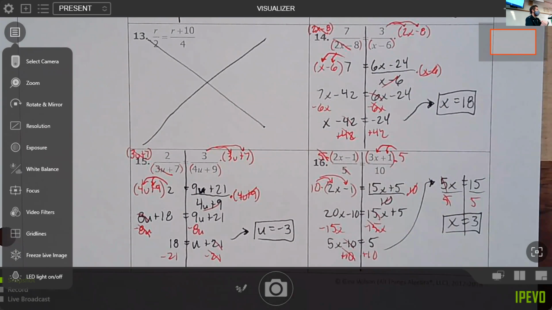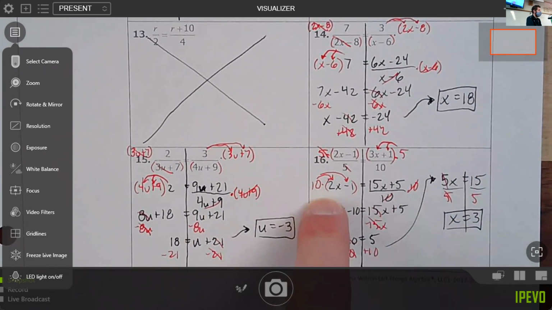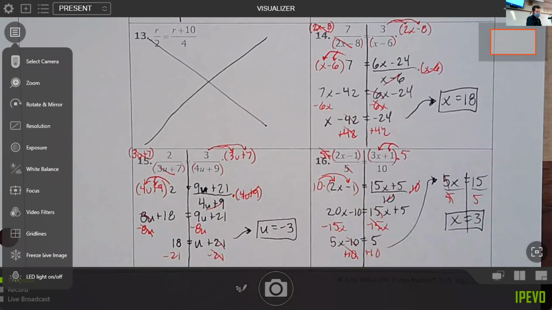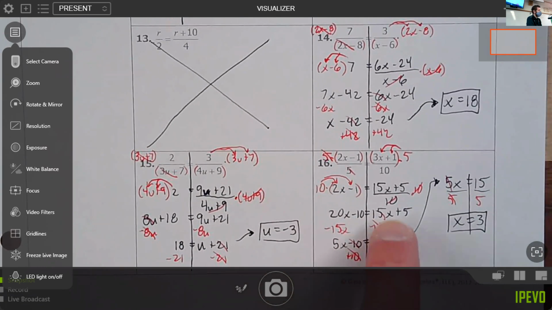Then we multiply both sides by the right denominator. So multiply by 10 over here, cancels out. 10 on the left distributes to the 2x minus 1. 10 times 2x is 20x. 10 times negative 1 is negative 10. And on the right-hand side is just 15x plus 5.